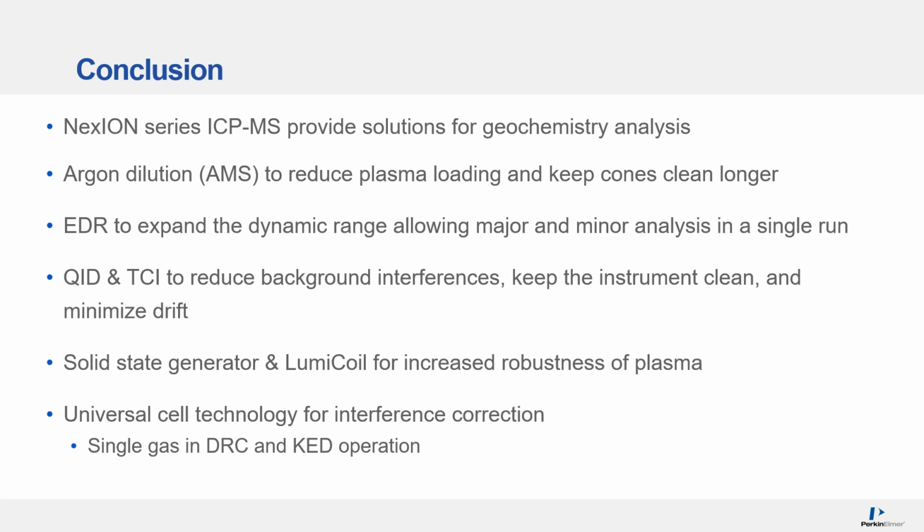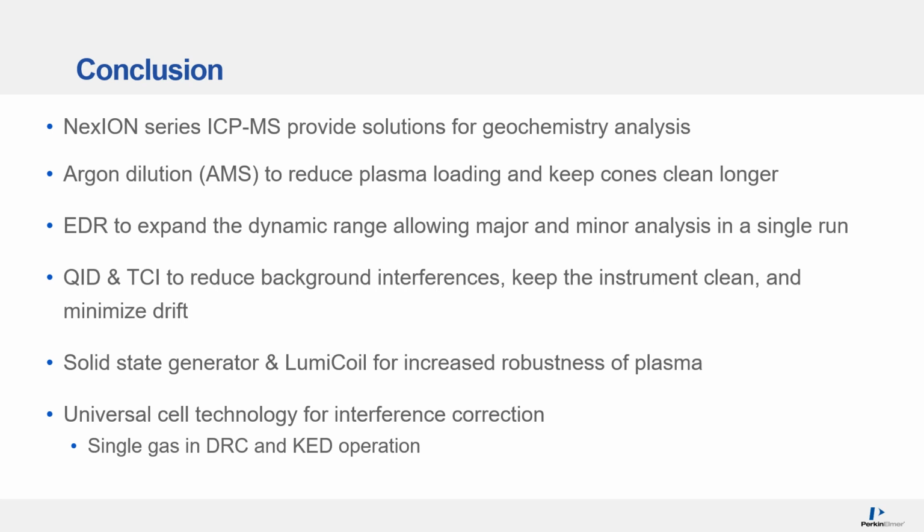In conclusion, the NexION series ICP-MS does provide solutions for geochemistry analysis in multiple ways. We have the argon dilution system, the AMS, to reduce plasma loading and keep cones clean longer. We have the extended dynamic range, or EDR, to expand the range that allows both major and minor ions for analysis in a single run without having to do separate dilutions. We also have our quadrupole ion deflector and triple cone interface, QID and TCI, to reduce background interferences, keep the instrument clean, and minimize drift.